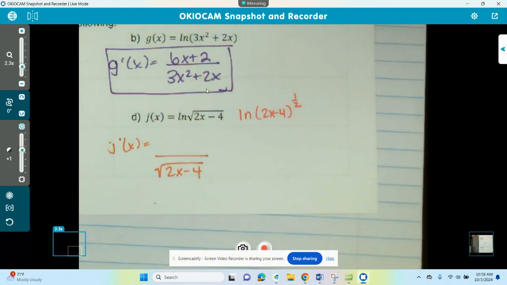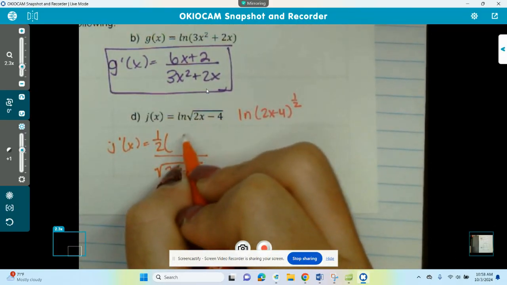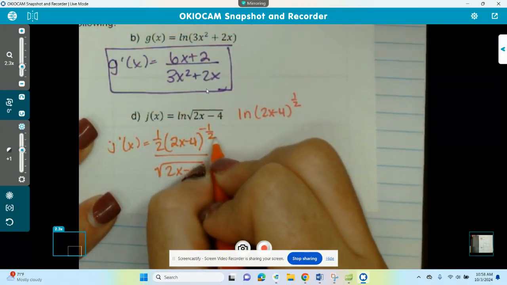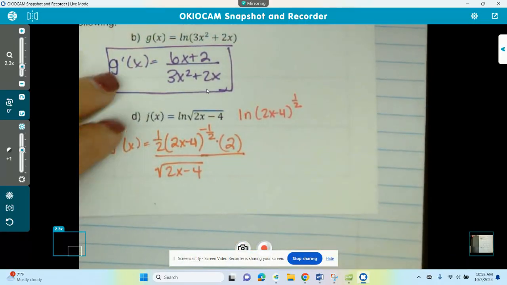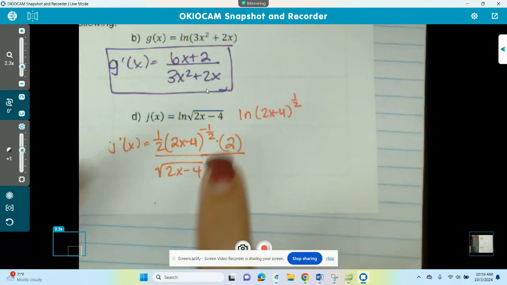The only reason I changed the top is because what do I have to do on the top? I got to do the derivative, and how do I do that? The chain rule, okay? So I'm going to pull the 1/2 down, right? So the derivative is 1/2 times 2x minus 4 to the negative 1/2 times, what's the derivative of 2x minus 4? Times 2. Makes life pretty easy to begin with, because what happens to my 2's? Is everybody with me, that 1/2 and that 2? They're going to cancel.